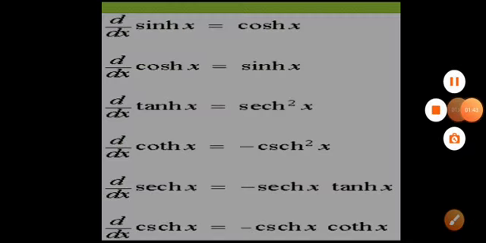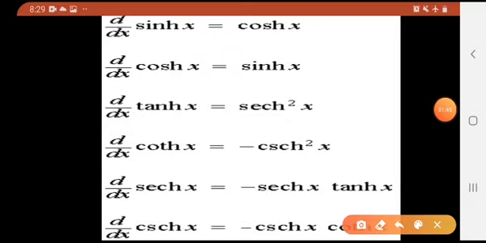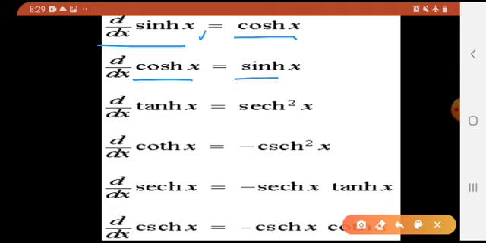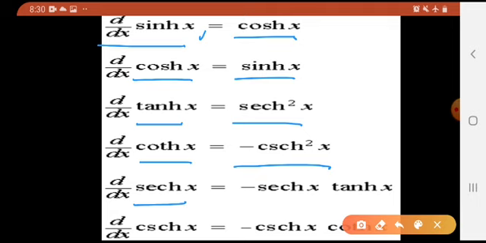Okay, here are the formulas for derivatives of hyperbolic functions. The derivative of sin hyperbolic is cos hyperbolic. Then the derivative of cos hyperbolic is sin hyperbolic. Derivative of tan hyperbolic is secant h square. Derivative of cot hyperbolic is minus cosecant h square. The derivative of secant hyperbolic is minus secant hyperbolic tan hyperbolic, and of cosecant hyperbolic is minus cosecant hx into cot hx.